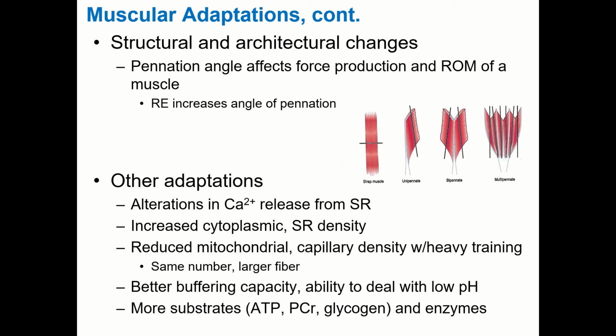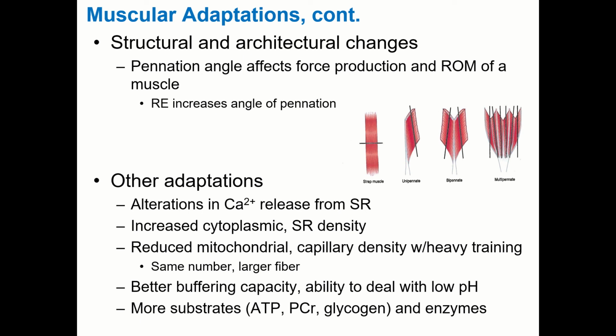They also increase the sarcoplasmic reticulum density. So if you've got a better developed sarcoplasmic reticulum, you're able to store more calcium, able to dump more calcium, and get a faster interaction of actin and myosin. With resistance training, especially heavy training, you actually get a reduced mitochondrial content and a reduced capillary density, meaning that relative to the size of the fiber, there are fewer capillaries.